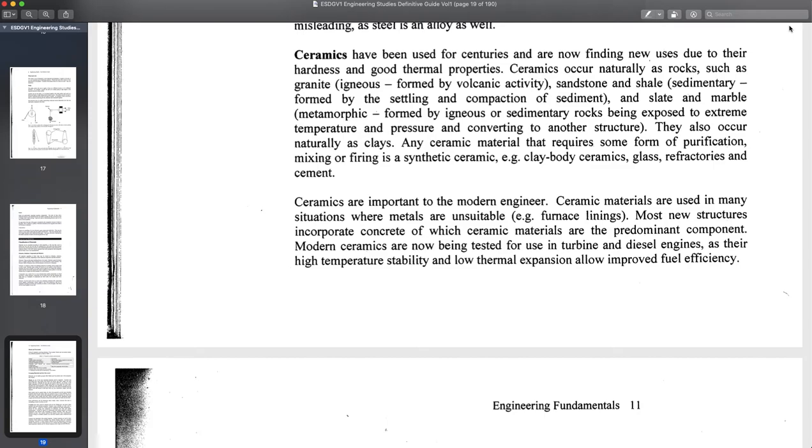Okay, so the ones that we use a lot in engineering, we're interested in cement-based ceramics. The obvious one being concrete, but also for joining bricks, we use cement-based ceramics. The other one that's really important, and the one that you can point to in pretty much any room you're ever going to be in, is glass.